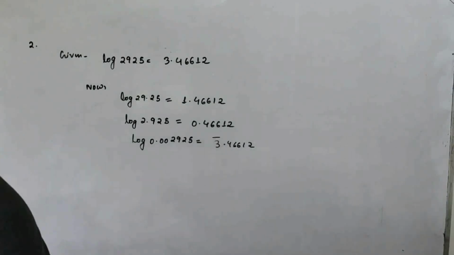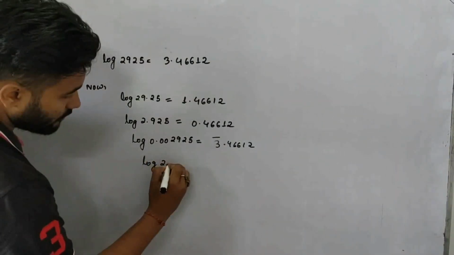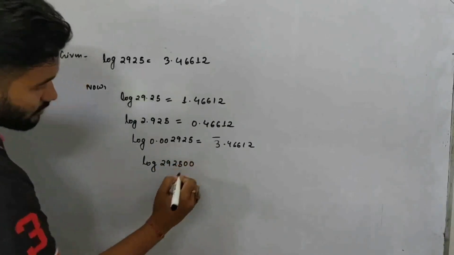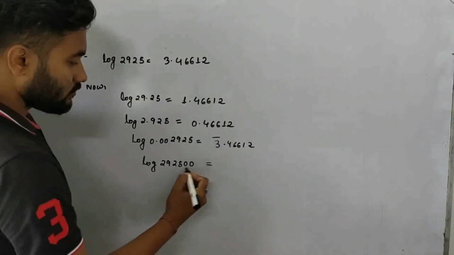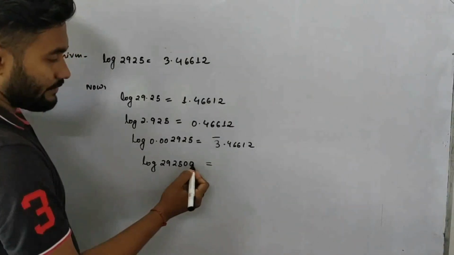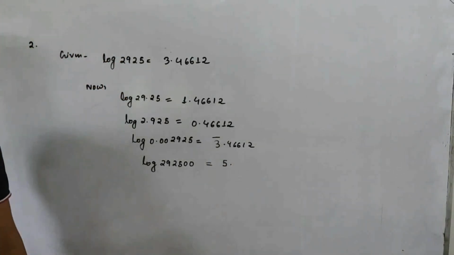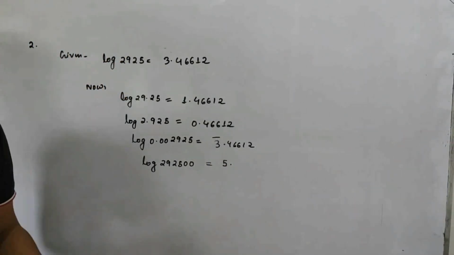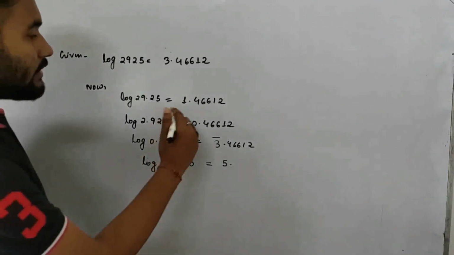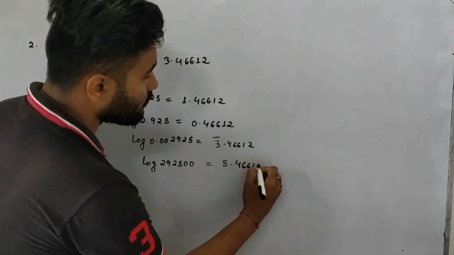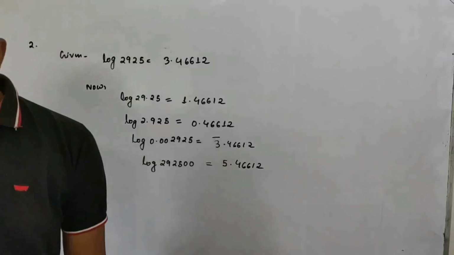One more is there: log 292500. Write the characteristic. Count the digits: 1, 2, 3, 4, 5, 6. It will be n minus 1, so make it 1 less: 6 minus 1 is 5. So 5 point, and then 46612. 5.46612 is the answer.